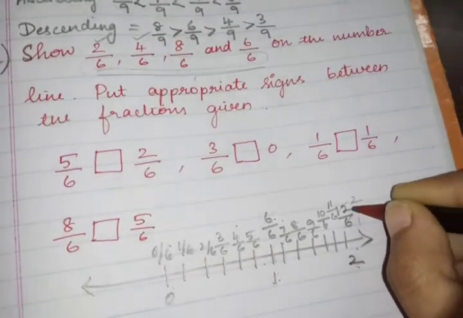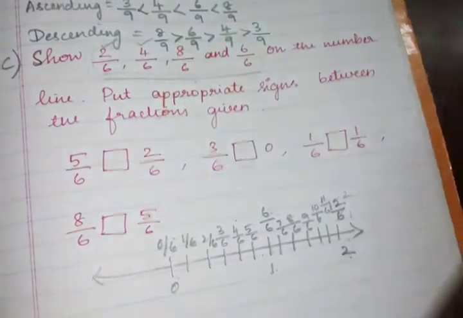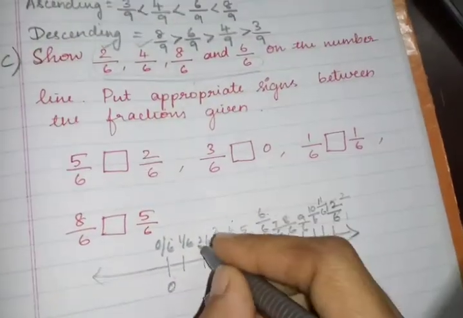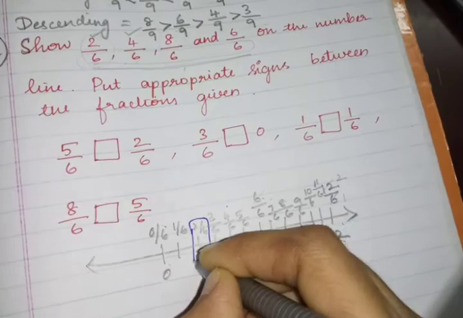Now, shall we denote the number line? First, 2 by 6. Where will the number 2 by 6 be? Here, is it? So, put a box.